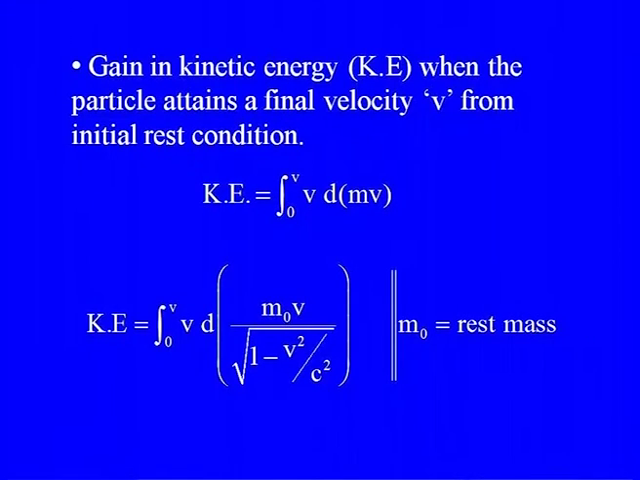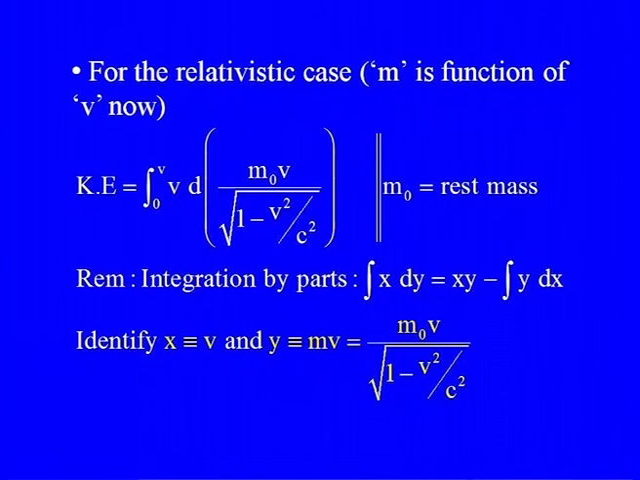Now, what would be the expression? You are going to put in the exact value of the momentum, or the exact value of the mass here, that is m0 divided by root over of 1 minus v square by c square. Of course, the v is there. So, for the kinetic energy, what is m0 here? m0 is the rest mass, that is the mass of the body that is measured when the body is at rest. So, what is the expression for the kinetic energy then? Well, it is v times d of m0 v divided by root over of 1 minus v square by c square.